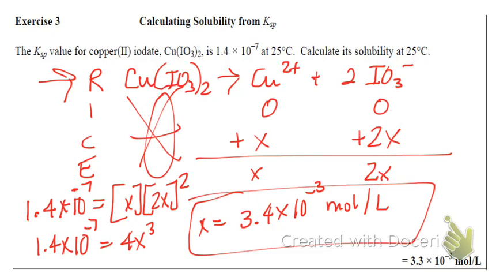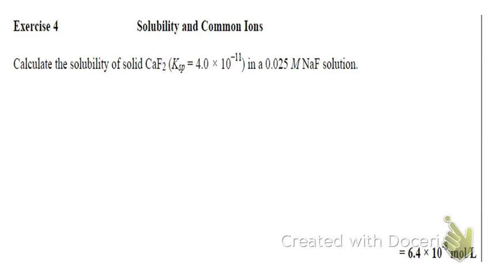Solubility of common ions. So that's what happens if you've got the same ion coming from two different places. In this case, we have to calculate the solubility of calcium fluoride in a solution that is 0.025 molar sodium fluoride. So you already have some fluoride present, and you're going to add some more in the form of calcium fluoride. So what is that going to do to the solubility?